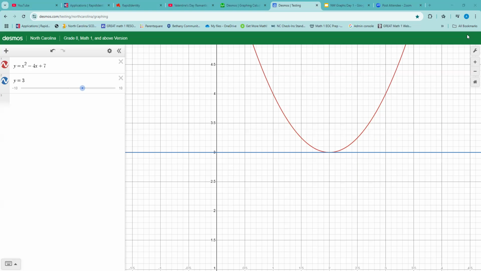The asymptote is right here. It's at y = 2. The correct answer was A. How'd y'all do on that one?